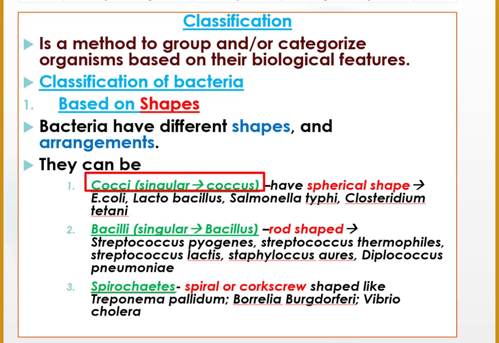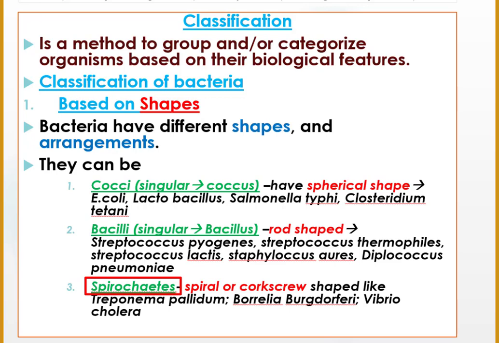Bacteria that belong under cocci exhibit spherical shapes like Escherichia coli, Lactobacillus, Salmonella typhi, and Clostridium tetani. The second group, bacilli. Bacteria that belong under bacilli or bacillus have rod shapes like Streptococcus pyogenes, Streptococcus thermophilus, Streptococcus lactis, and Staphylococcus aureus. The third group, spirochetes.